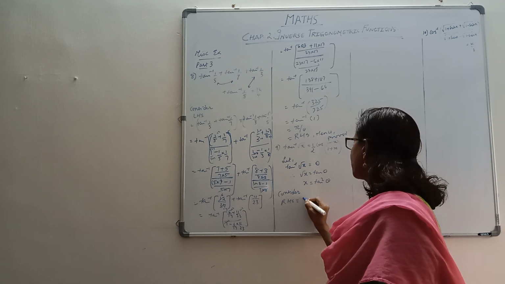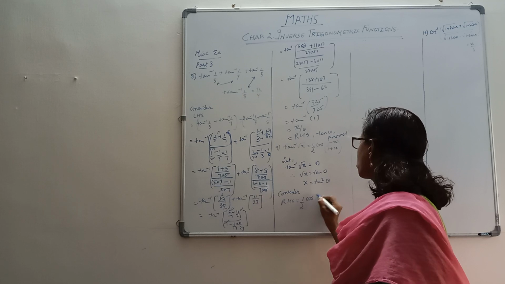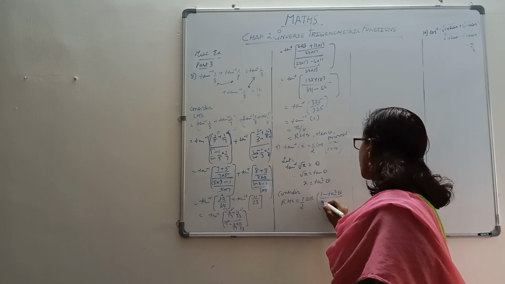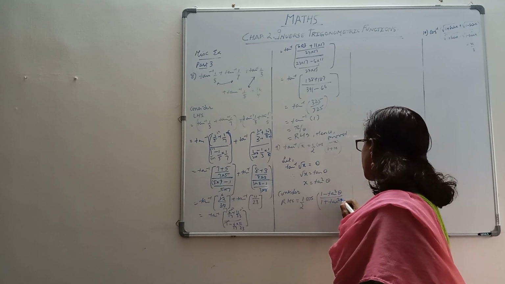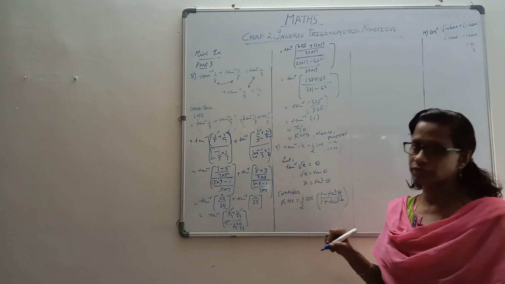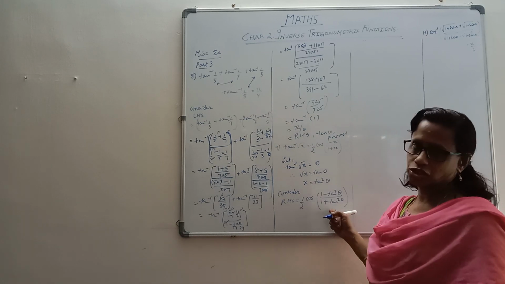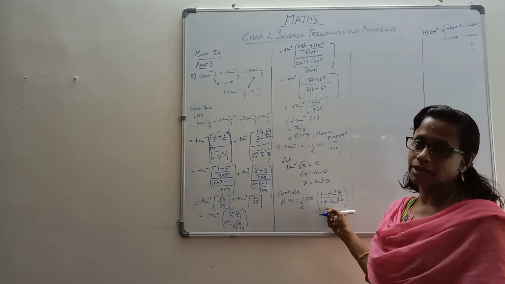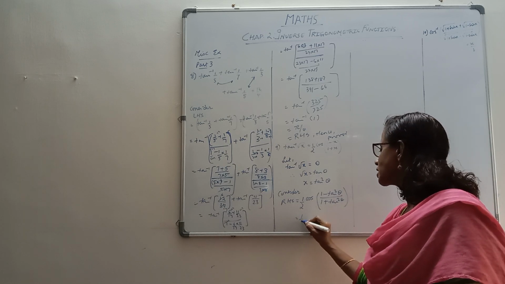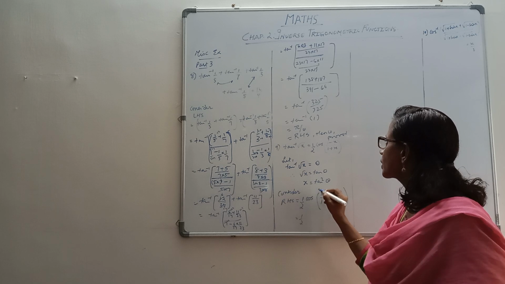What will happen? Half times cos inverse of (1 minus tan squared theta by 1 plus tan squared theta). x is not so convenient, so we have switched to theta and we are working in theta. Now what is the advantage? 1 minus tan squared theta by 1 plus tan squared theta is cos 2 theta.